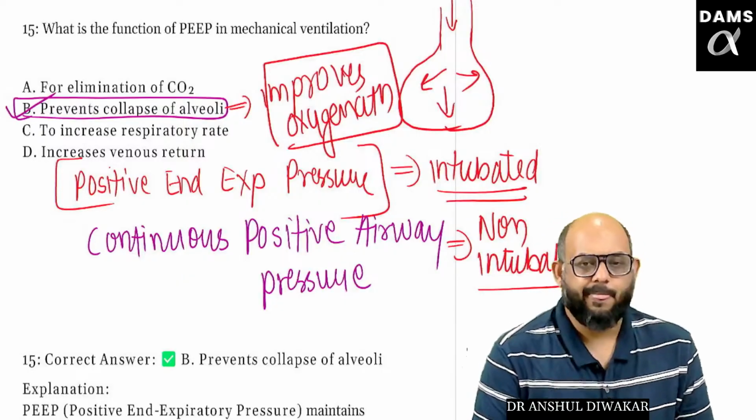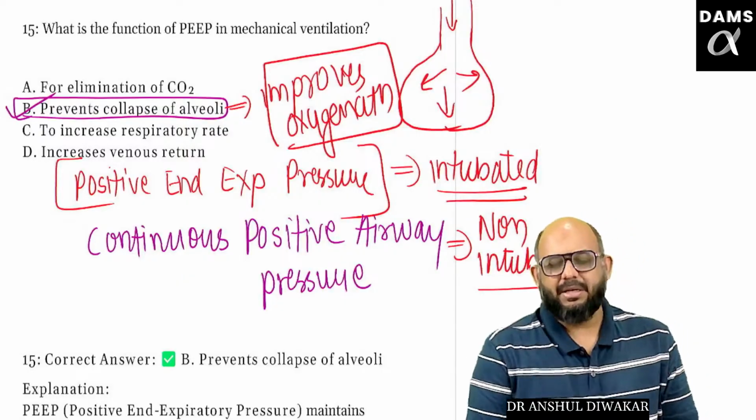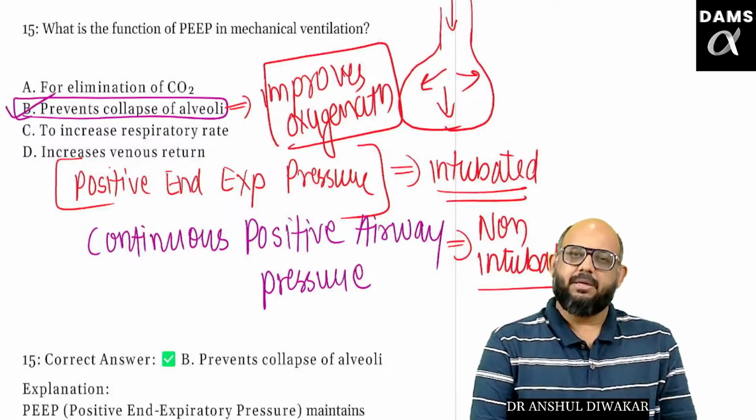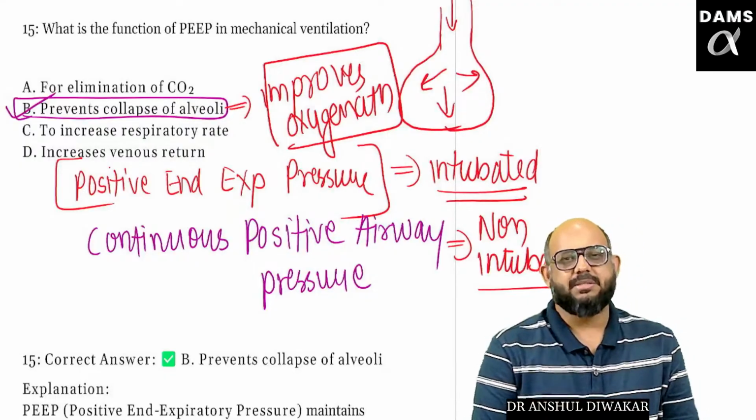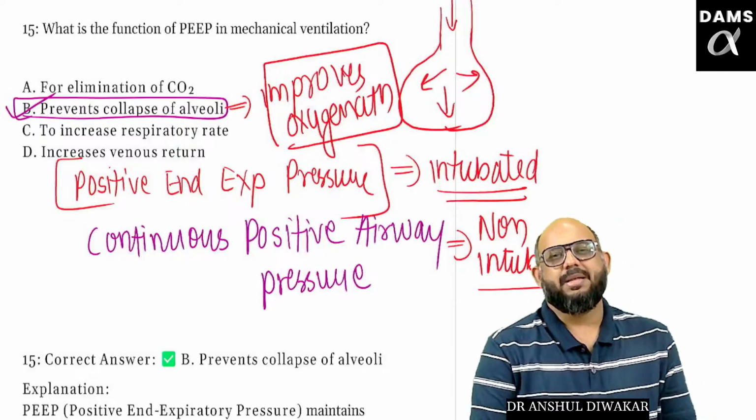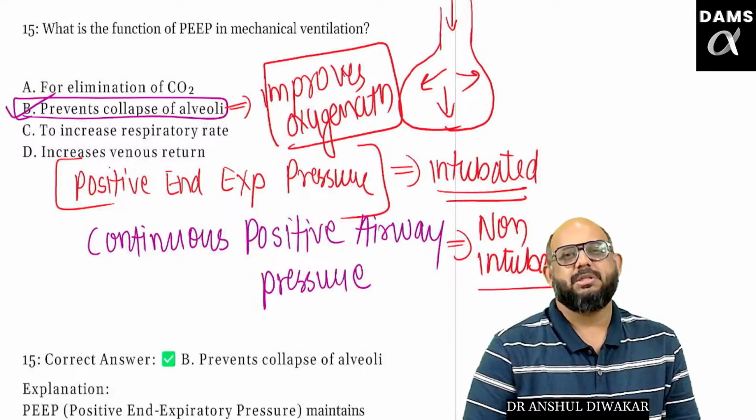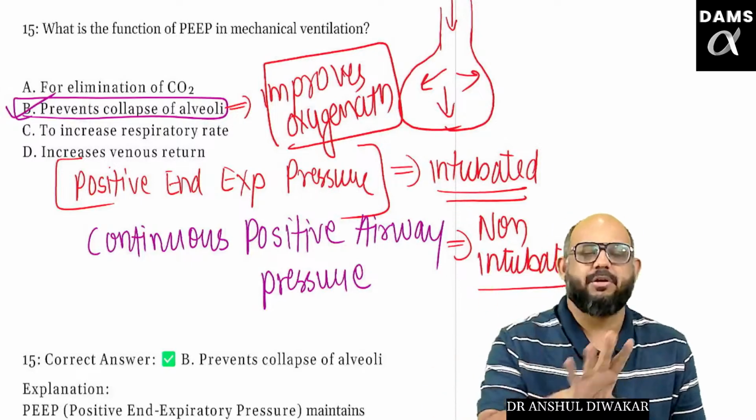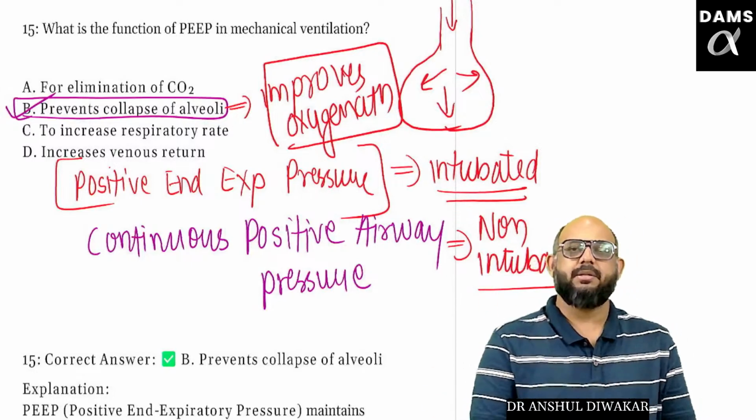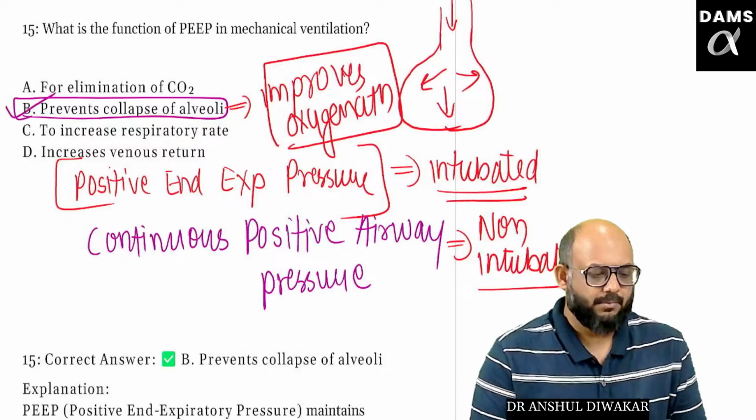All right. So PEEP is a very, very important function in a ventilator or an NIV, which prevents the alveolar collapse, basal atelectasis of the alveoli, and improves oxygenation without increasing the FiO2.